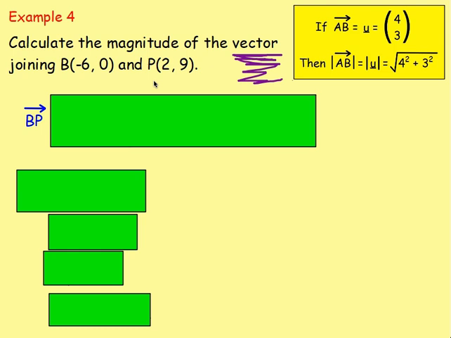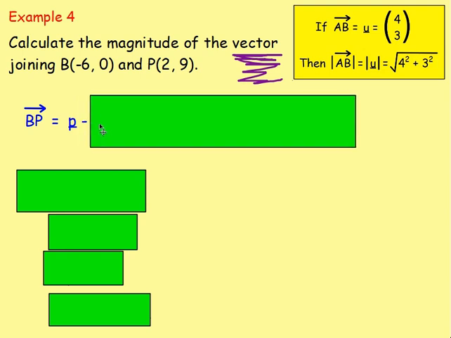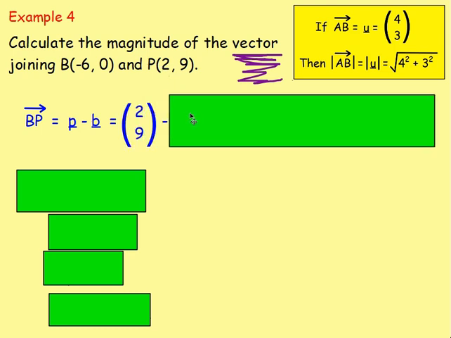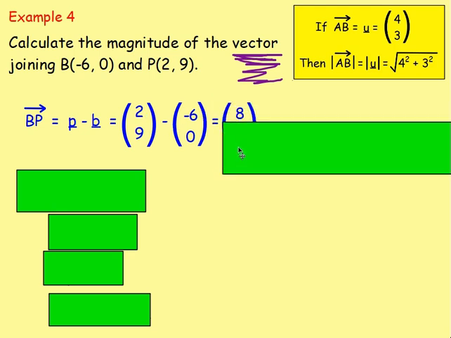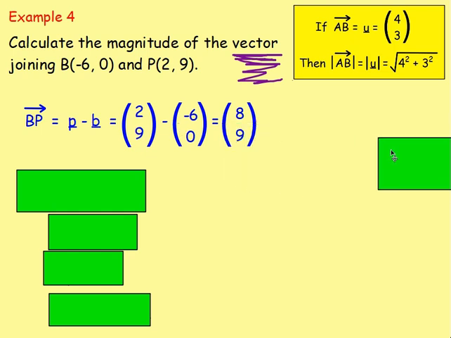It doesn't matter the direction. Remember, it's just the magnitude we want. The direction is not relevant. If we worked out BP, that would be P take away B. And that means then, well, P would have the components 2, 9, and we would take away B, which is negative 6, 0. 2 take away negative 6 gives us, brilliant, and 9 take away 0, you got it. That is going to be the vector BP, but we want the magnitude of that vector.